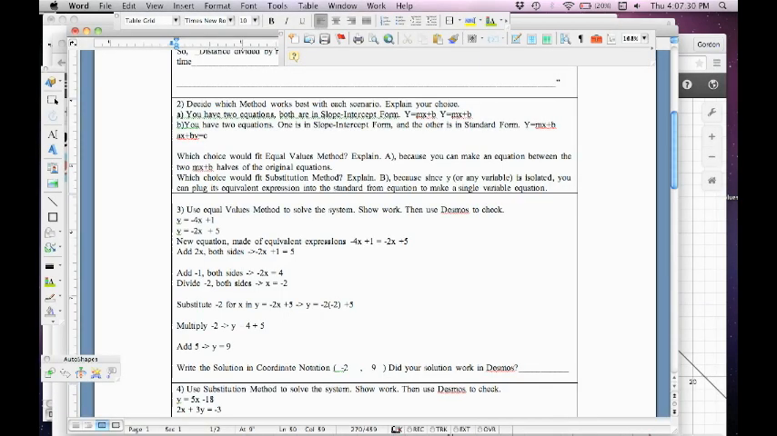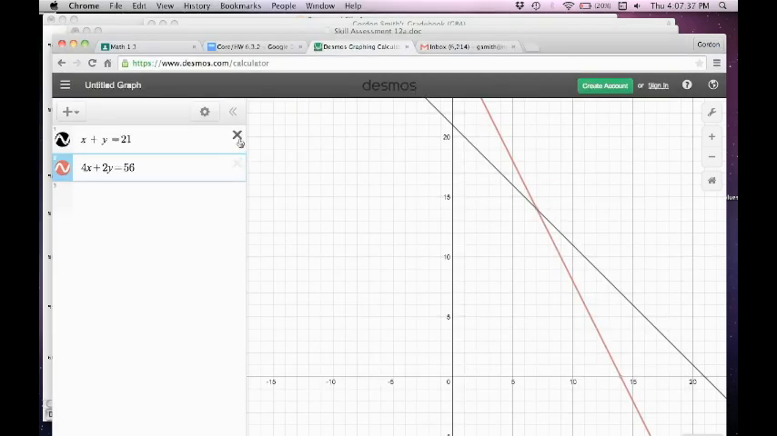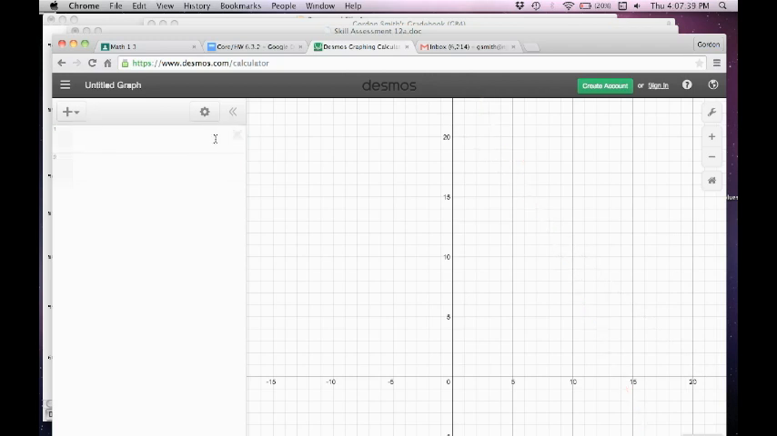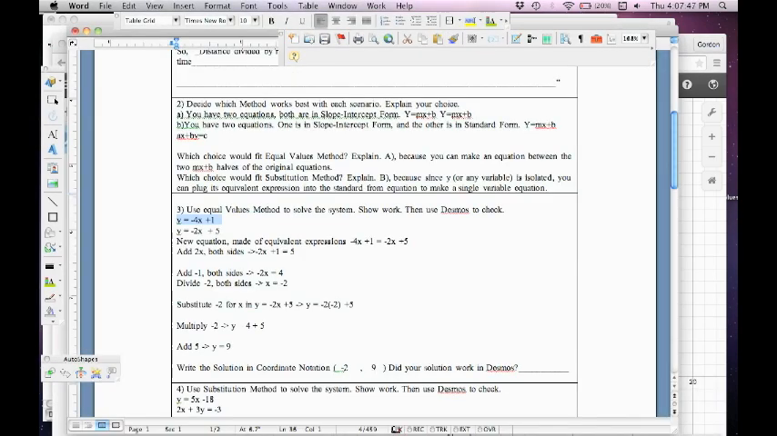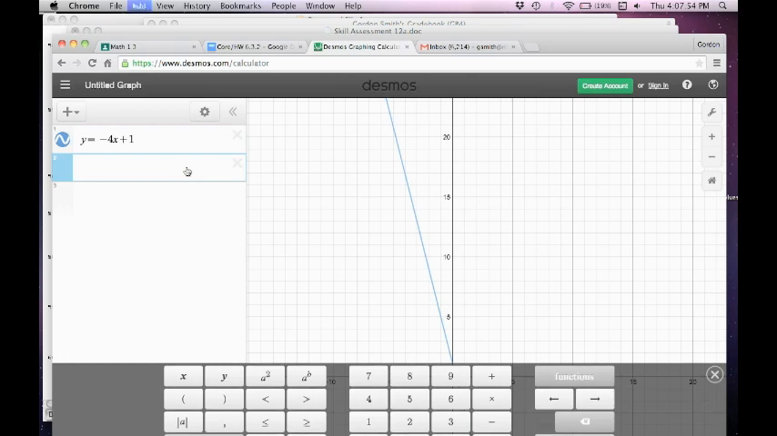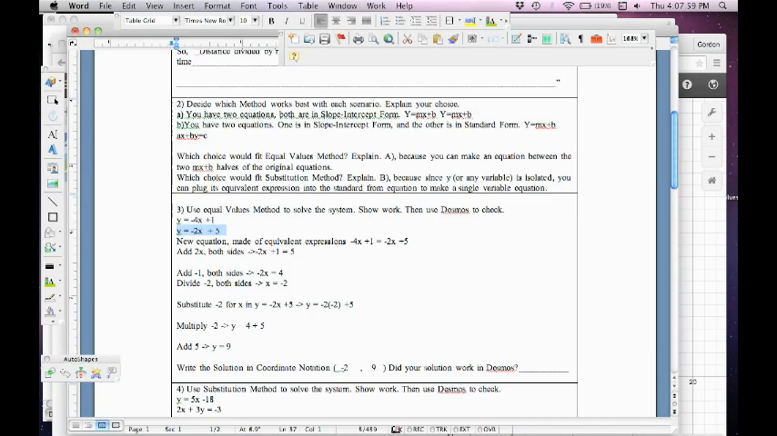I'm going to put in this equation, y equals -4x plus 1. And then I'm going to put in this other equation, which is y equals -2x plus 5. And the solution I get here is (-2, 9). Is that what I got? Is it (-2, 9)? It is what I got. Yeah. So did it work in Desmos? Oh yeah, it did. Oh yeah.